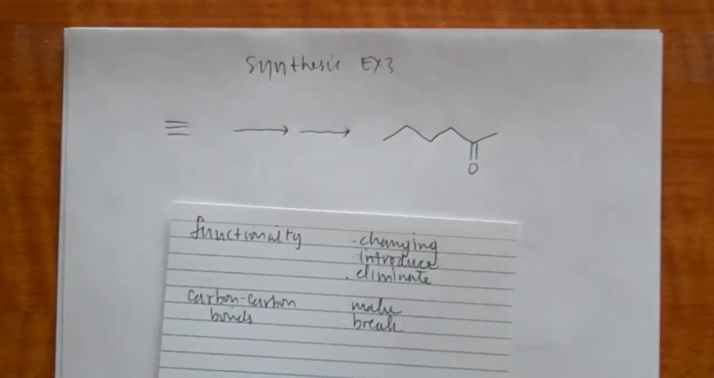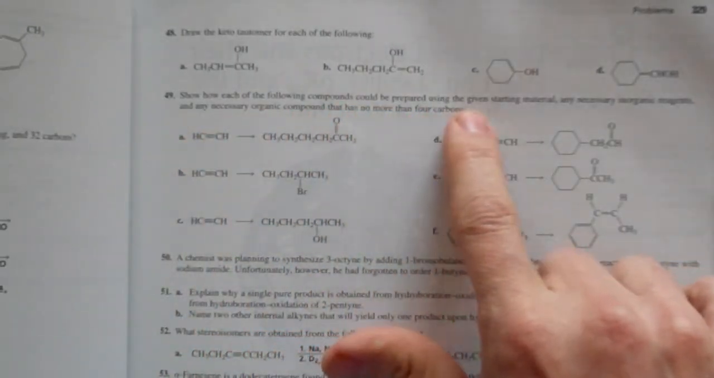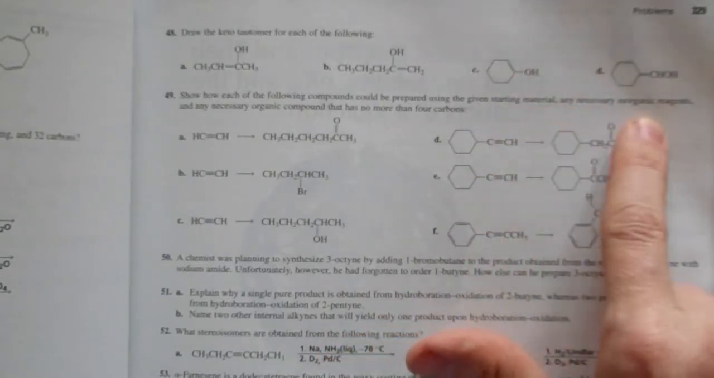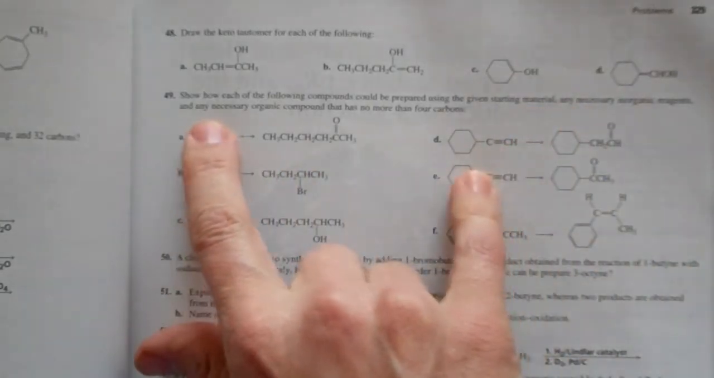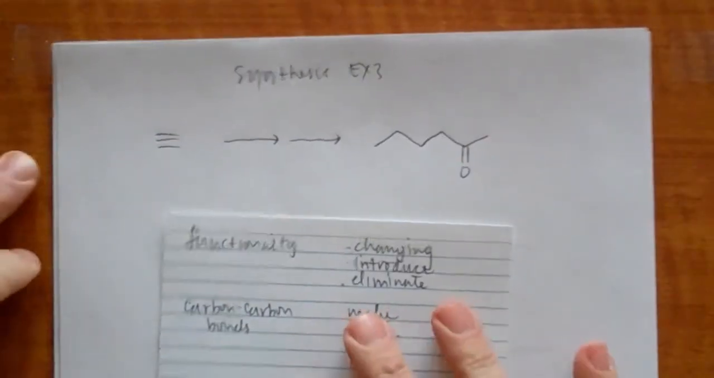Now let's look at the question stem. That's the synthesis she wants us to do. Let's look at the question stem. It says, show how each of the following compounds could be prepared using the given starting material, so we've got to use acetylene, any necessary inorganic reagents, and any necessary organic compound that has no more than 4 carbons. So we can bring in anything else that's got 4 carbons.